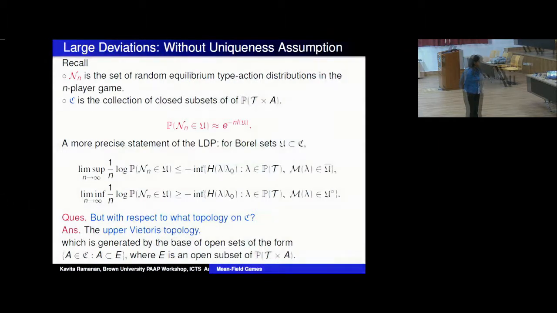Yes, class of subsets of, so remember C is the closed subsets of probability measures on T cross A. Right. So we have closed subsets and I want to say which closed subsets are converging to which closed subsets, right? And the base over here is generated by open sets of the form A, which is closed subsets. So the open sets in the topology, which is subsets of probability measures, are those which are contained in an open subset of this.